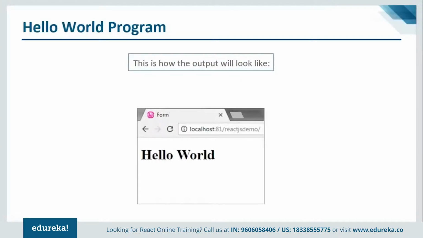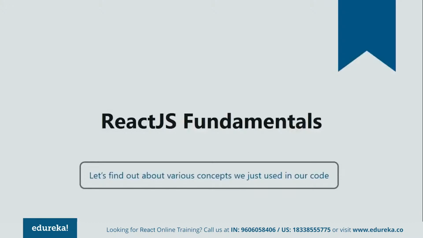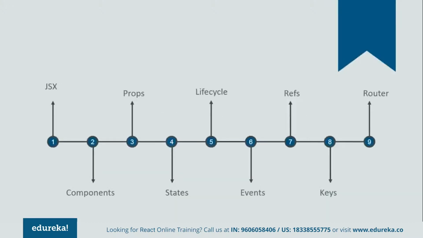Since we are done with our first program, let's now find out the various fundamental concepts working behind it. Here, first we'll understand what is a JSX file and how it is used. Then we'll learn about the components and its different forms. After this, we'll find out what are props followed by the states. Then we'll have a quick look at different phases of the component lifecycle. Next, we'll learn about the React events and how they are triggered. After this, we'll see what are the references and keys and understand their importance in React. Finally, we'll understand what is React Router and then we'll proceed to a demo. So without wasting any more time, let's take up our very first topic, that is the JSX.